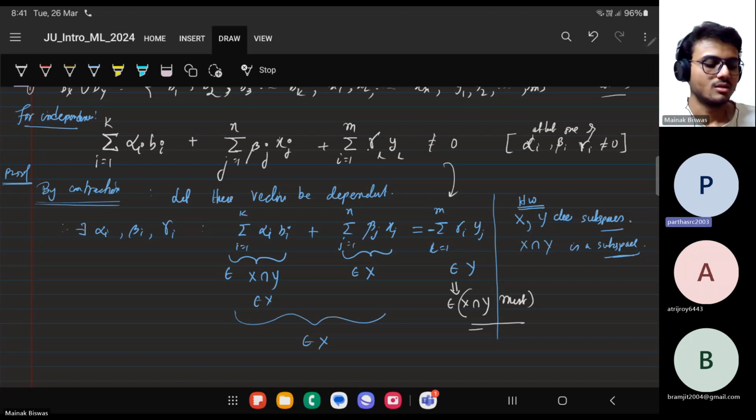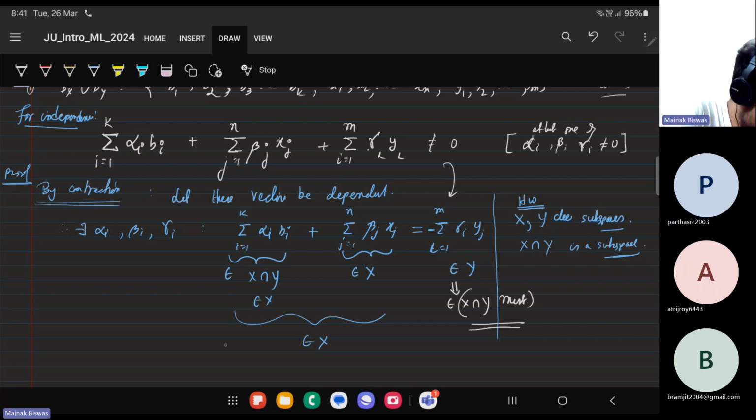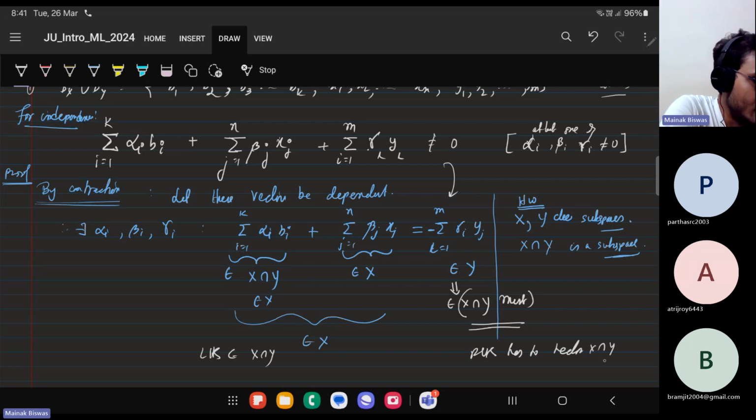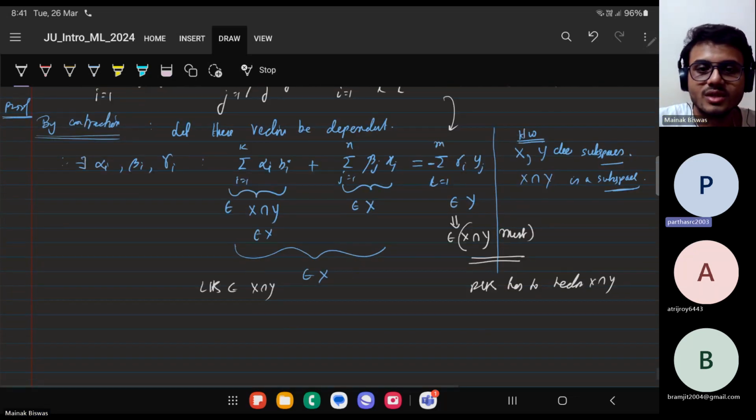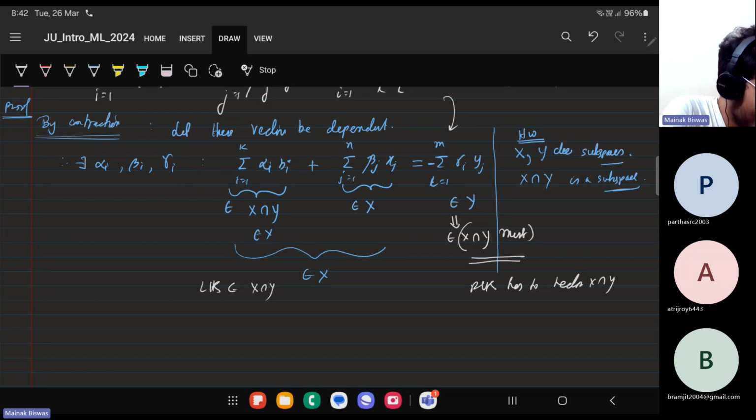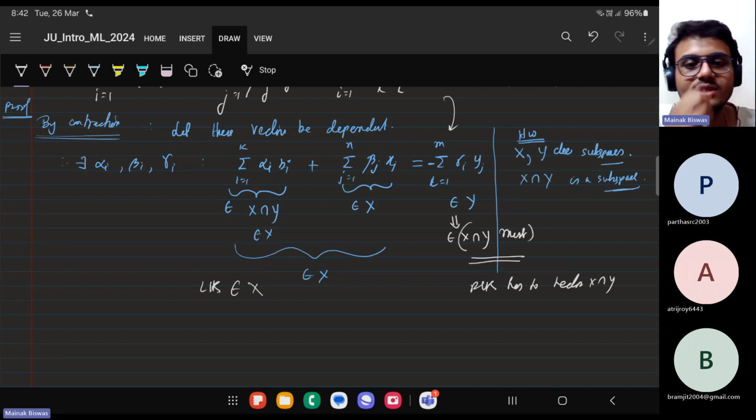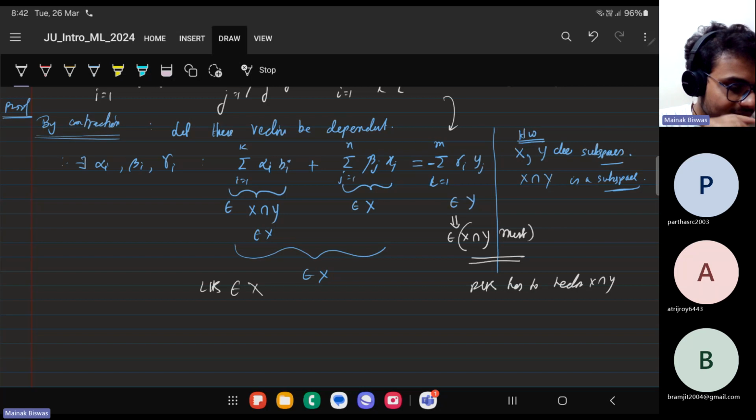Because the left hand side belongs to X intersection Y, and RHS has to belong to X intersection Y. Now you are done. If left belongs to X, right belongs to Y, then what? Then both of them must belong to X intersection Y. Exactly, that's what I'm saying. Or both alpha i's can be zero, right?